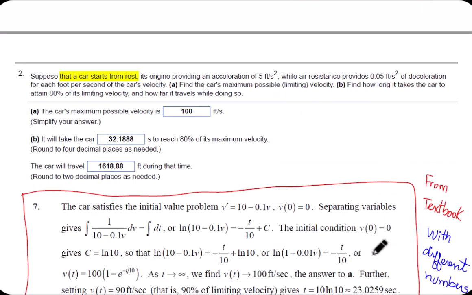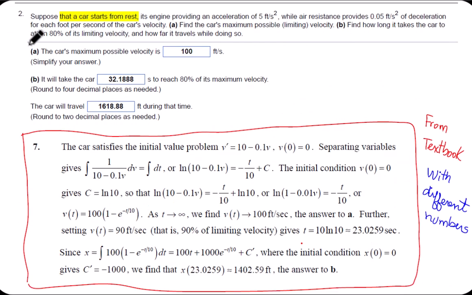All right, in question 2. Suppose that a car starts from rest. So again, the velocity is 0 when we start. We have an acceleration of 5 feet per second. We have air resistance that's decelerating. So find the car's maximum limiting velocity. How long will it take to reach 80% of this limiting velocity? And how far will it go when we do that?